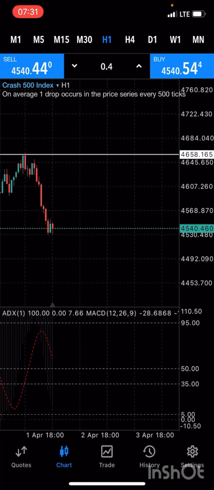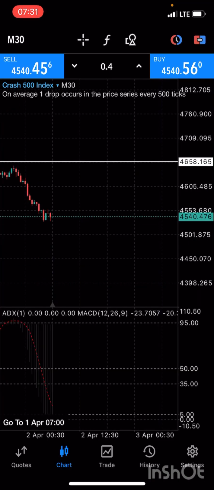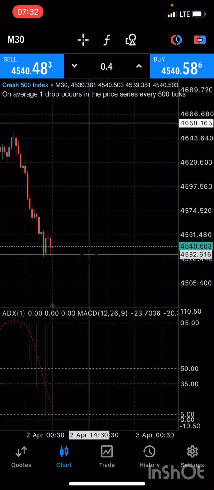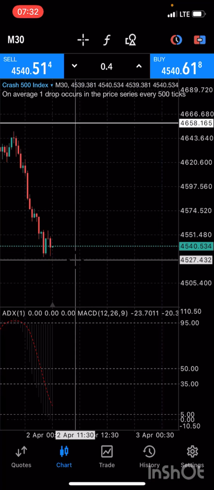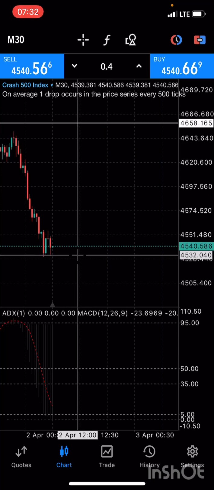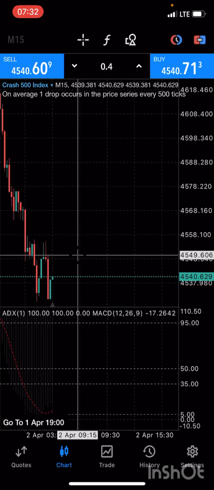We go to the 30 minutes. You've seen that it has started demarcating. We are trying to find a structure where we can fix our support. Of course, we have a resistance here, but we need a support. So still not finding that. We go to the 15 minutes.